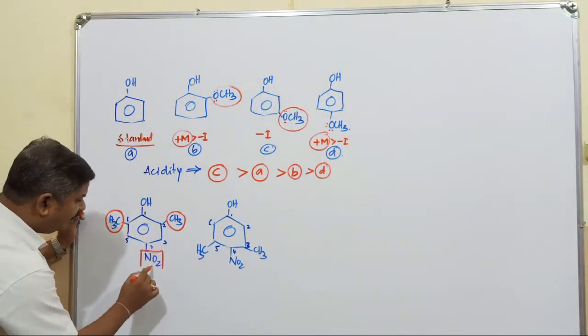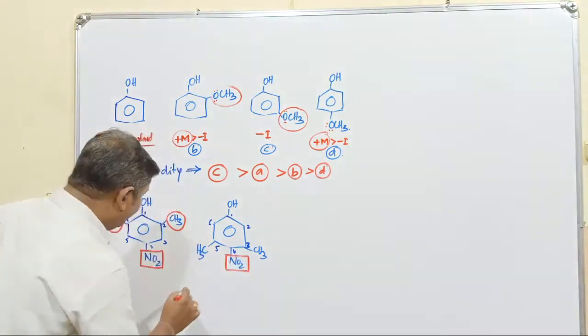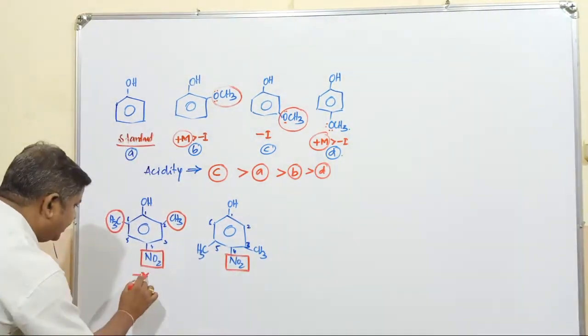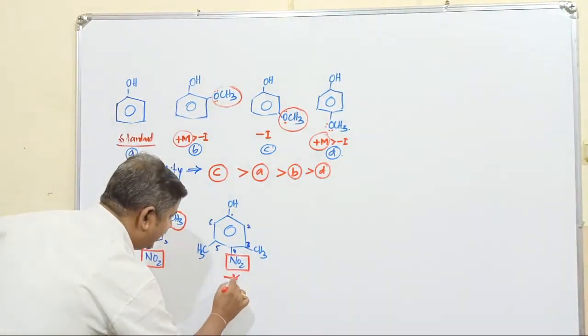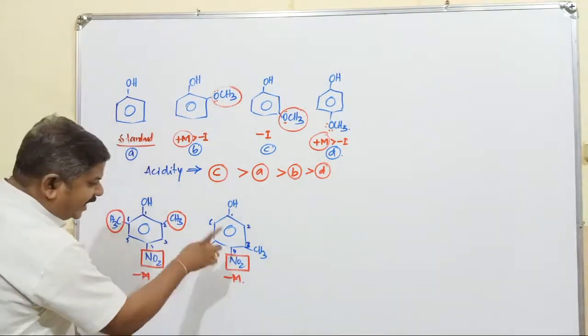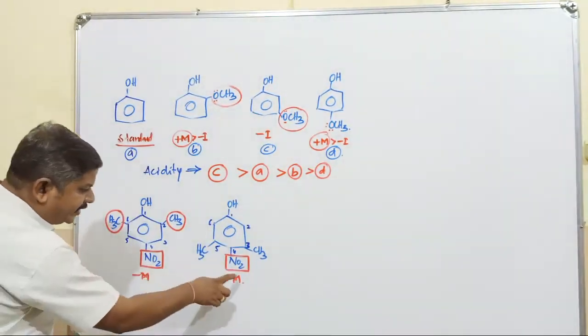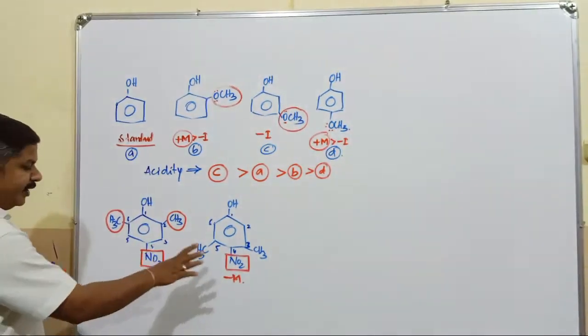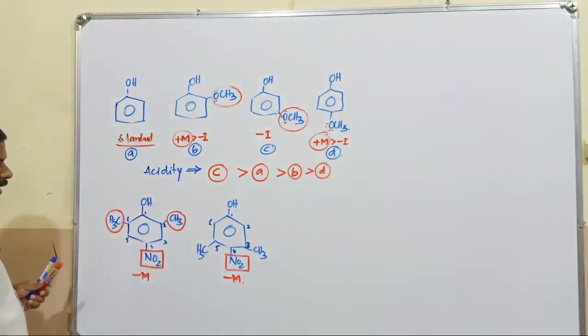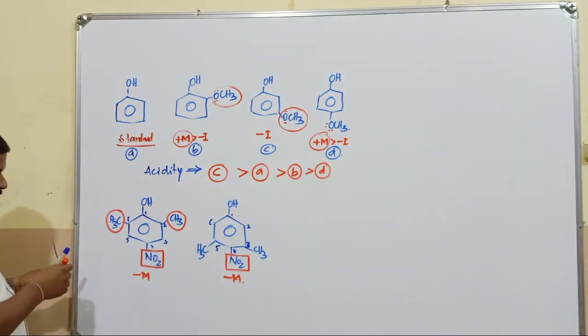What is the nature of the NO2 group? It is an electron withdrawing group. Electron withdrawing group means it can exhibit minus M effect. Here also minus M effect is operating. Both the compounds have NO2 at the same position, and it exhibits a negative mesomeric effect in both, so between these two compounds, which compound is more acidic in nature?